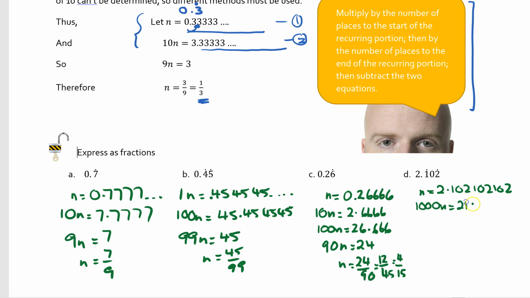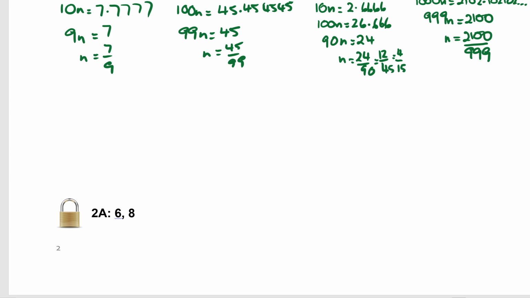So that will give us 2102.102102 forever. So subtract 999n equals 2102 and that bit minus 2 and that bit, so it gives us 2100. So n is 2100 on 999. That's as an improper fraction, or I could have just focused on 2 and that bit, which would give us something else. So you could have a go at these couple in 2a.